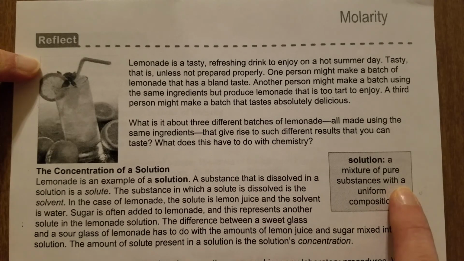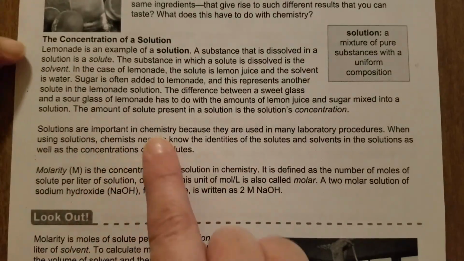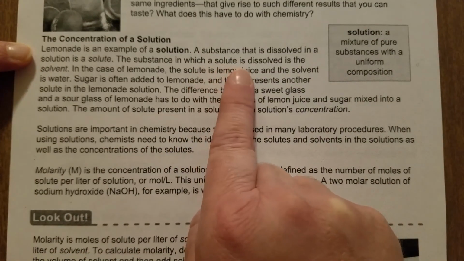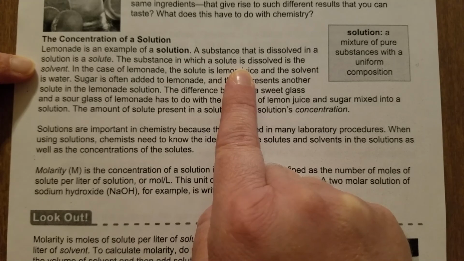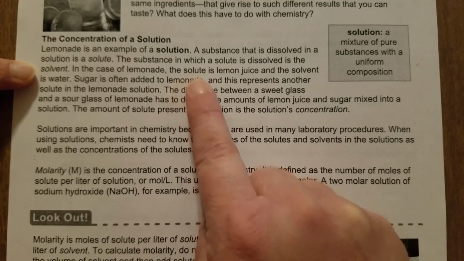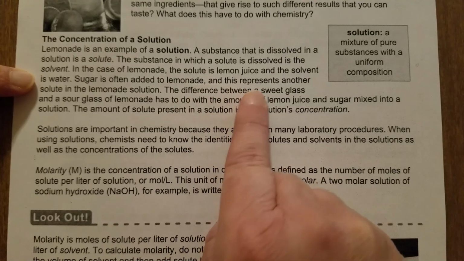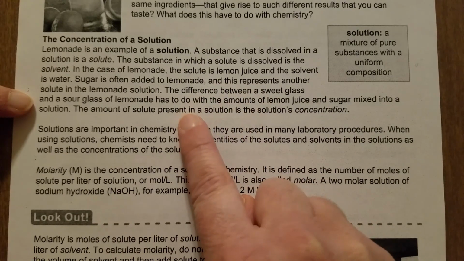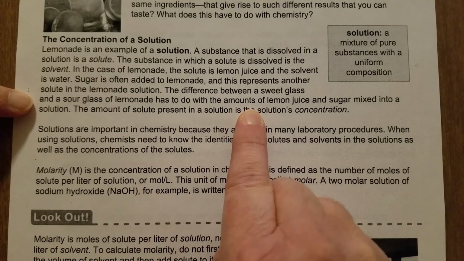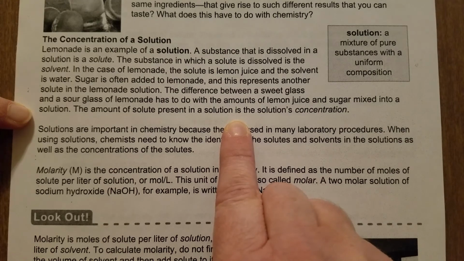Look at our definition right here. Solution: a mixture of pure substances with a uniform composition. The concentration of a solution. Lemonade is an example of a solution. A substance that is dissolved in a solution is a solute. The substance in which a solute is dissolved is the solvent. In the case of lemonade, the solute is lemon juice and the solvent is water. Sugar is often added to lemonade, and this represents another solute in the lemonade solution. The difference between a sweet glass and a sour glass of lemonade has to do with the amounts of lemon juice and sugar mixed into the solution. The amount of solute present in a solution is the solution's concentration.